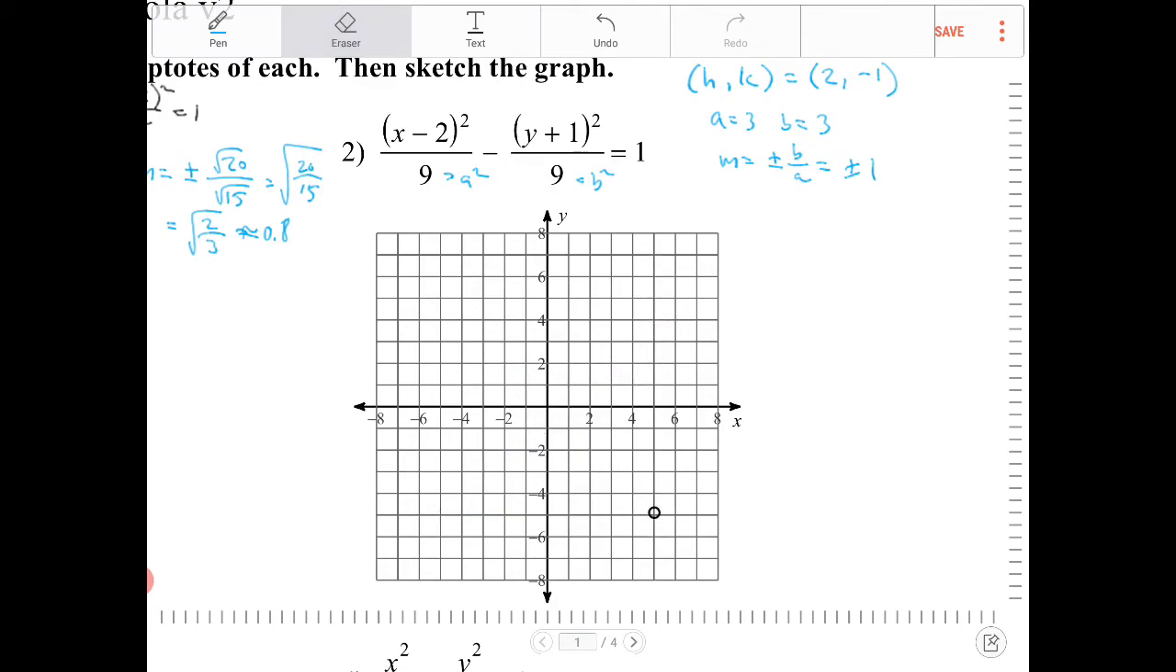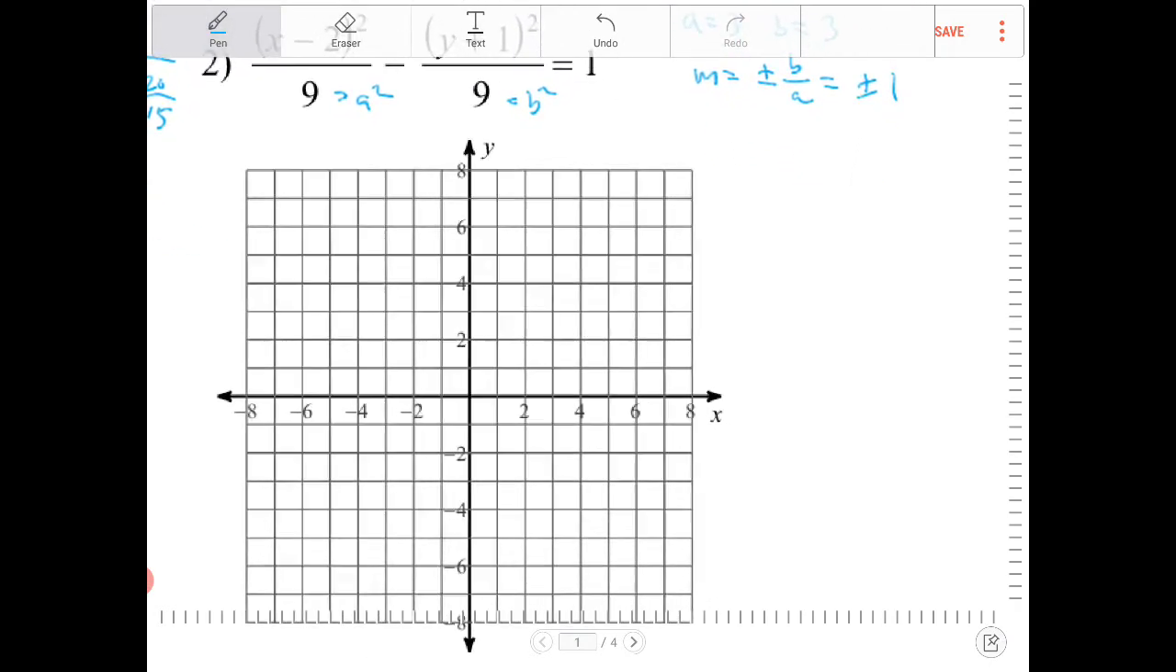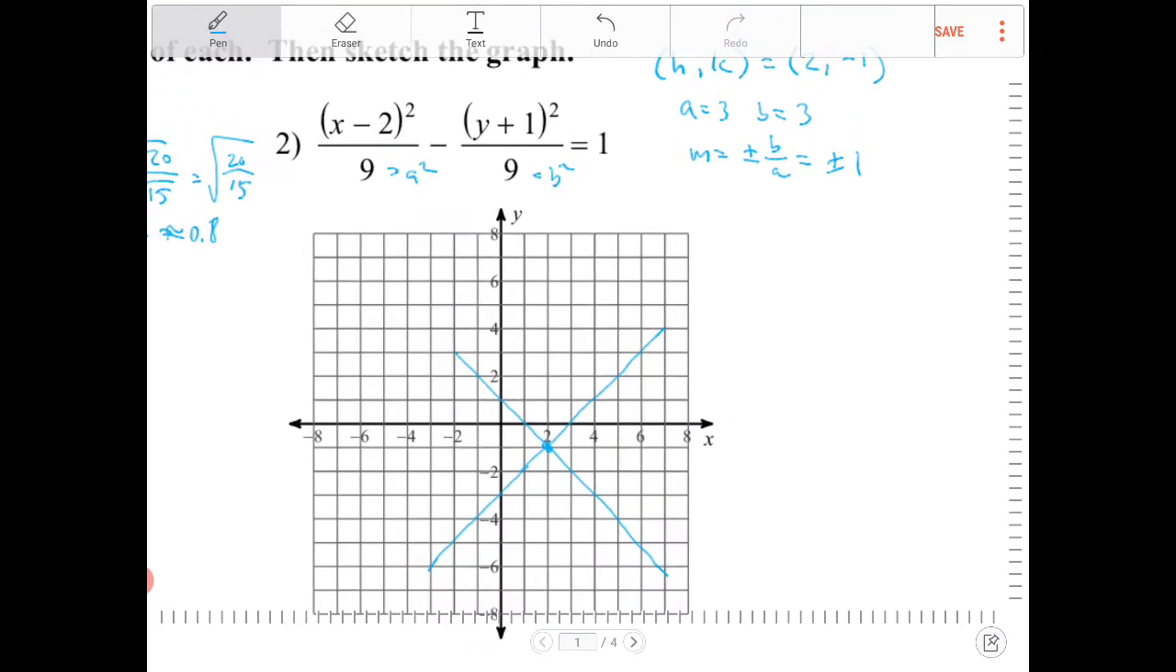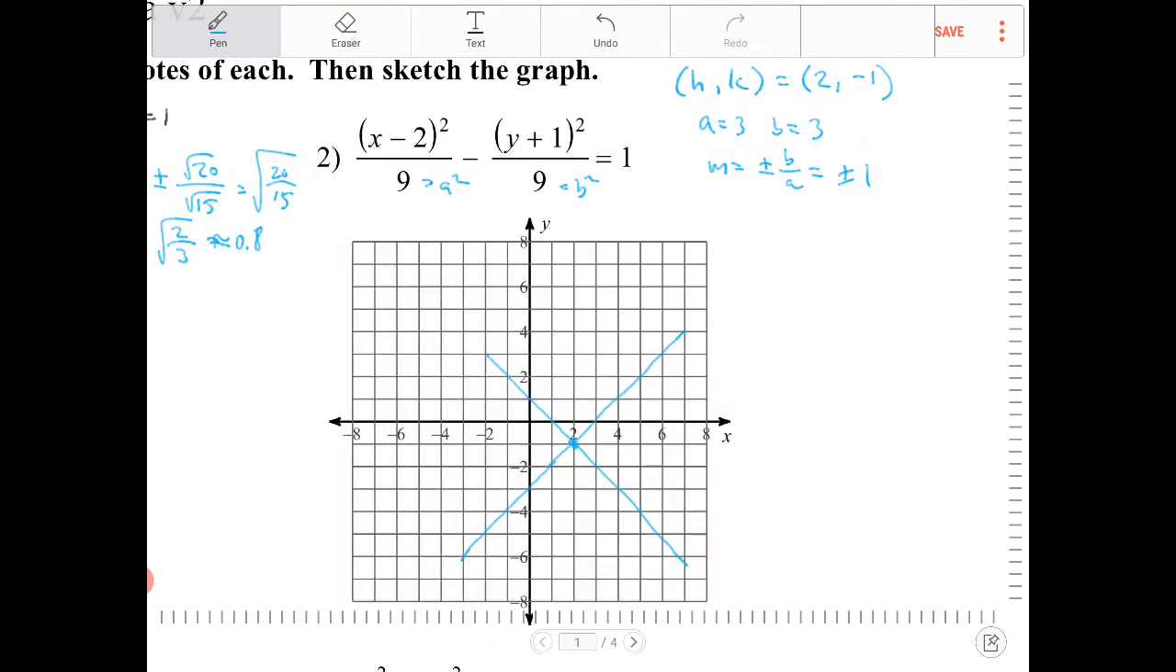So the center is located at (2, -1). So (2, -1) is located over here. And again, I'm going to draw in the line with a slope of plus or minus 1 through this. So I end up with something like this, and I end up with an asymptote going through there and extending.